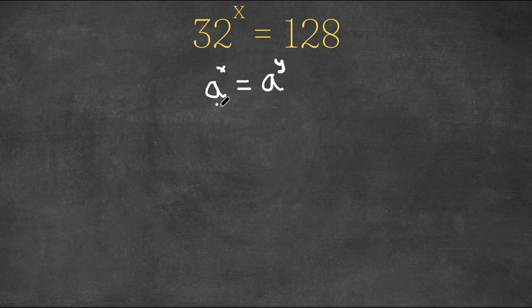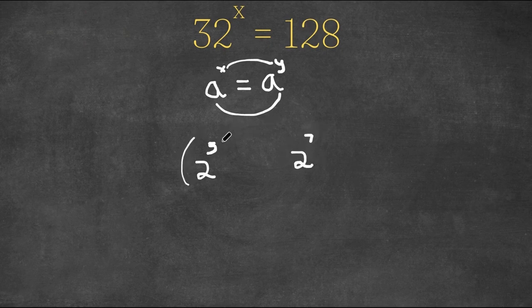As you can see, the bases here are the same, and because the bases are the same, that means the exponents are the same as well, because that must be true in order for the equation to be true. So we need to change 32 and 128, our bases, so that they're the same. A common base for these two would be 2, because 32 is 2 to the power of 5 and 128 is 2 to the power of 7.